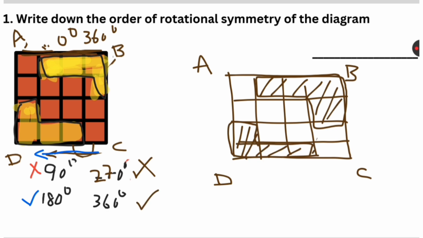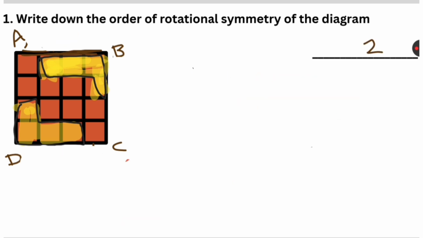Since the diagram looks the same twice during a full rotation, at 180 degrees and 360 degrees, that's why the order of rotational symmetry of this diagram is 2. I hope you understand this question. Let's go to the next question.